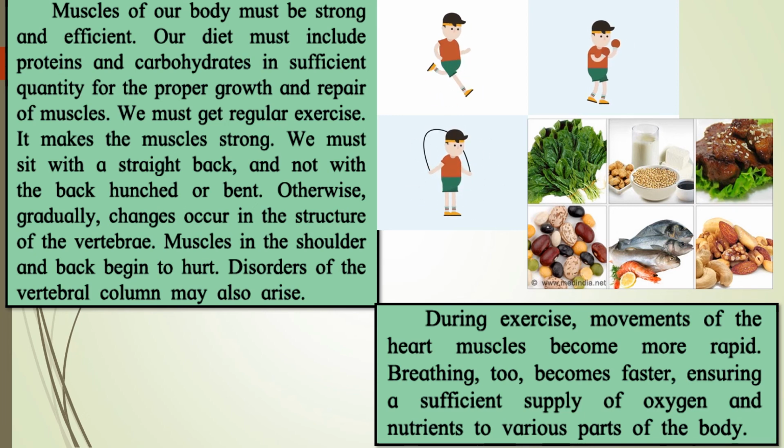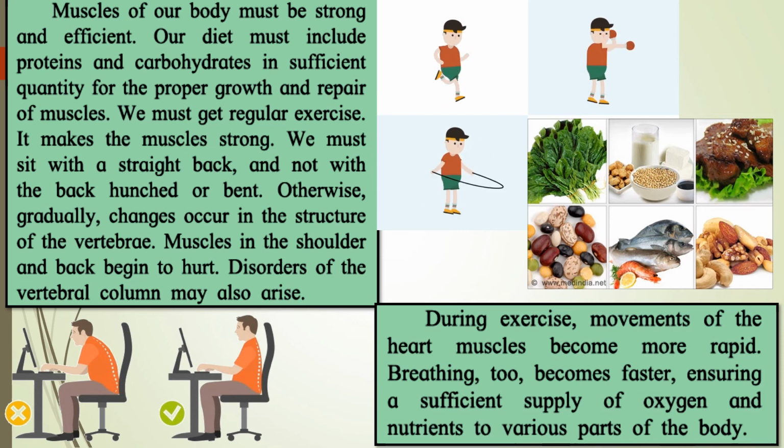We must sit with a straight back and not with a hunched or bent back, because it will affect the structure of the vertebrae, that is the bone. ठीक है, हमारे muscles जो है ना वो उसके ऊपर जोर वैसा पड़ता है, और हमारी जो bones हैं, the vertebral bone या फिर हमारा जो spinal cord है, that gets affected, okay? And that causes disorder of the vertebral column, which may also cause various problems.